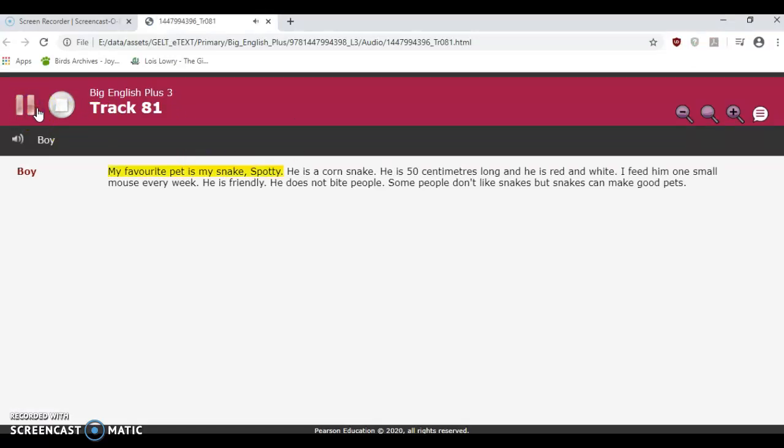My favorite pet is my snake, Spotty. He's a corn snake. He's 50 centimeters long and he's red and white. I feed him one small mouse every week. He's friendly. He does not bite people. Some people don't like snakes, but snakes can make good pets.